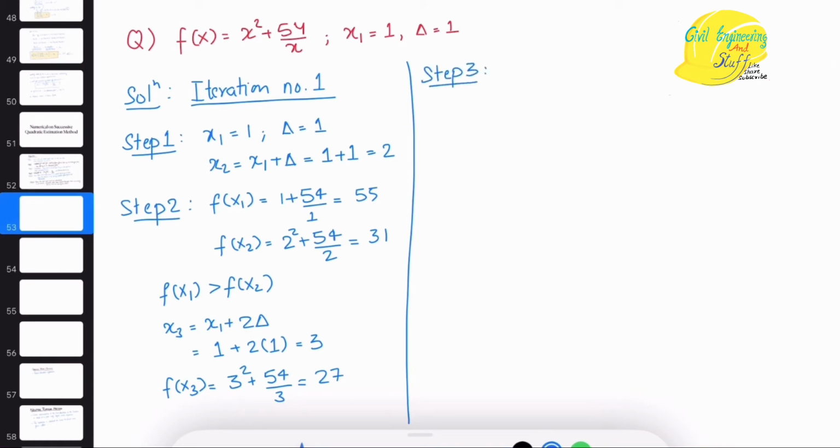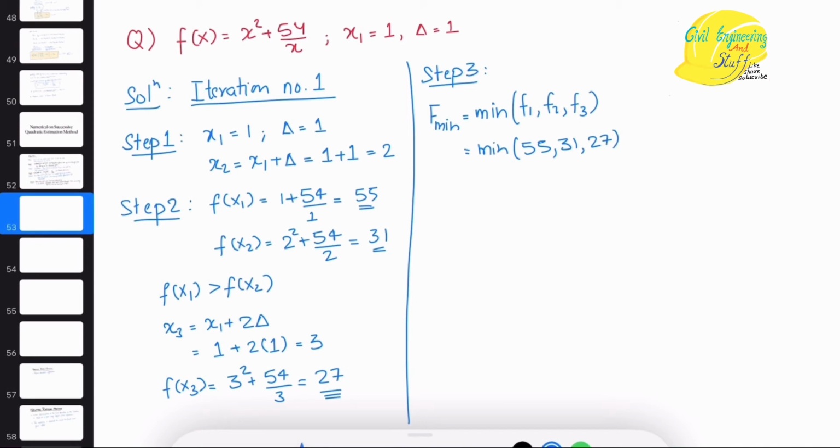Step 3, and in step 3 we have to find f minimum, which is equal to the minimum value from the functions f1, f2 and f3. Alright, so what was the function f1 value? It was 55. So we have 55, 31, and the third was 27.